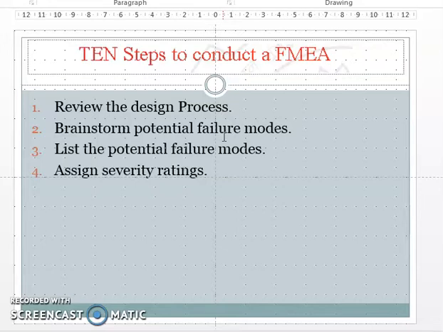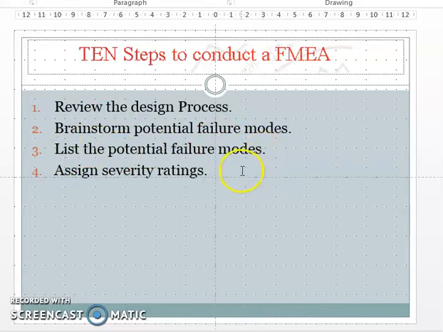After that, you have to go for brainstorming potential failure modes. You need your design team or the persons who are working on it, and there should be a 30 to 45-minute brainstorming, and within your brainstorming you should identify what will be the potential failure modes for that particular product or for that particular process. After that, you have to list all the potential failure modes.